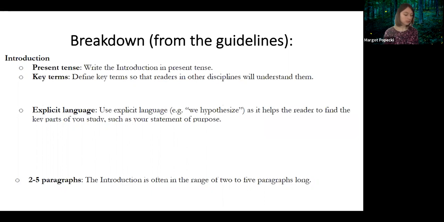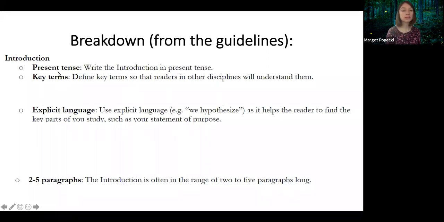So now let's talk about the guidelines. You all have noticed that there's a paper rubric, and I would definitely suggest to refer to this throughout the writing process to make sure that you're on track. One of the things that we expect from the introduction is that it's written in present tense. Other sections of the paper may not need to be written in present tense.